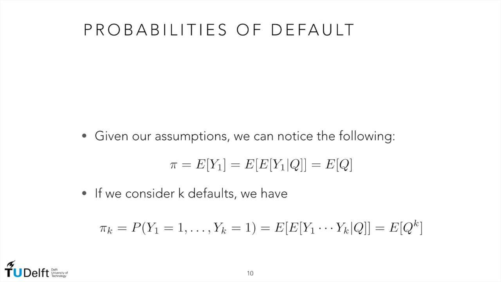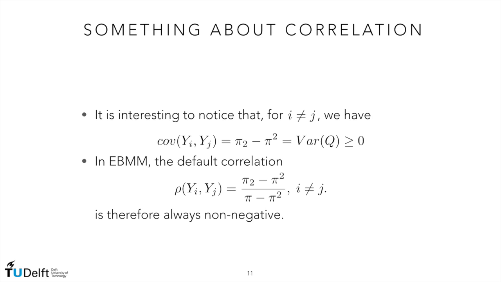Let pi be the probability of default of each obligor. We can easily show that this probability corresponds to the expected value of Q. With pi k, we indicate the joint probability of K defaults. In this case, we see that this probability corresponds to the kth moment of Q. The probability of default of one counterparty is always the same. Hence, the unconditional default probabilities of first and higher order correspond to the moments of the mixing distribution.